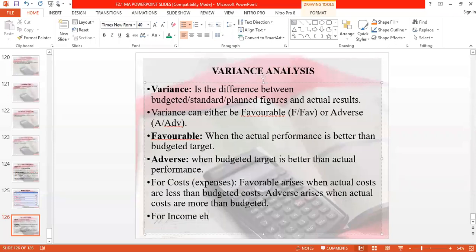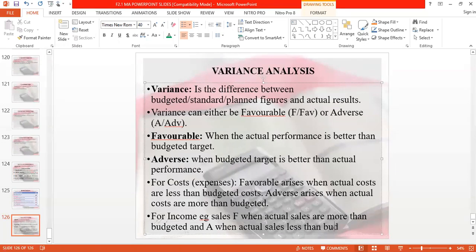e.g. sales, F when actual sales are more than budgeted, and A when actual sales are less than budgeted. Actual sales is less than budgeted. So that is what we have there.